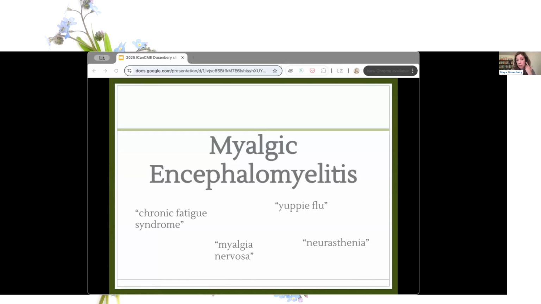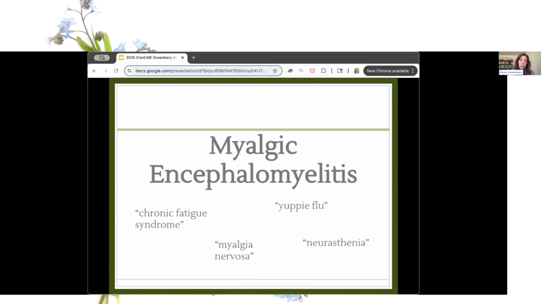name myalgic encephalomyelitis dates back to 1955, when a mysterious outbreak struck over 300 doctors and nurses at London's Royal Free Hospital. At the time, investigators concluded that it was caused by an unknown viral agent that had infected the central nervous system, and that's why it was given the name benign myalgic encephalomyelitis. And by the late 50s, researchers were suggesting that a dozen or more past outbreaks from all over the world may have been ME. But pretty quickly, some skeptics began to argue that ME was actually just hysteria.